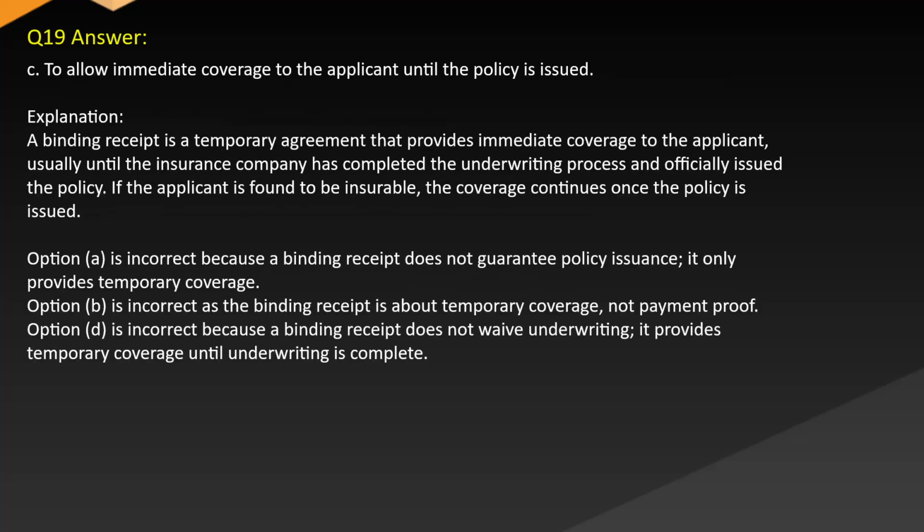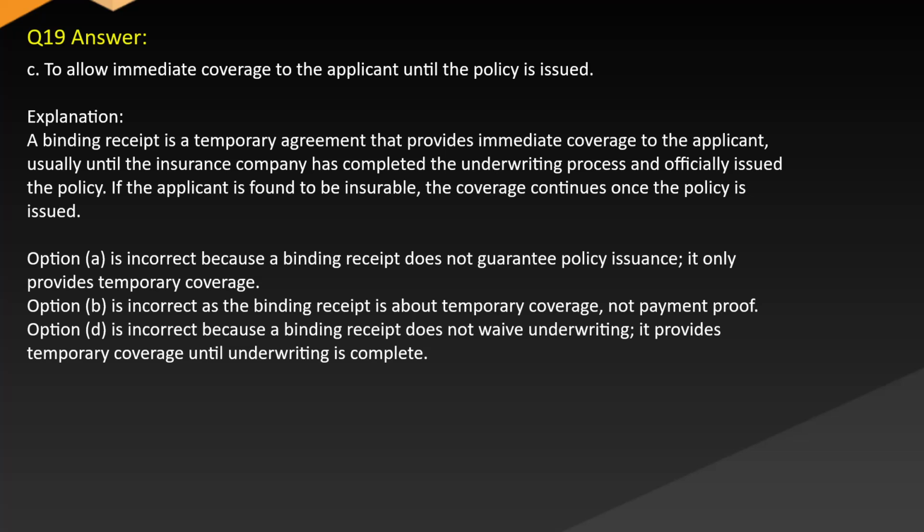Answer C. To allow immediate coverage to the applicant until the policy is issued. Explanation: A binding receipt is a temporary agreement that provides immediate coverage to the applicant, usually until the insurance company has completed the underwriting process and officially issued the policy. If the applicant is found to be insurable, the coverage continues once the policy is issued.